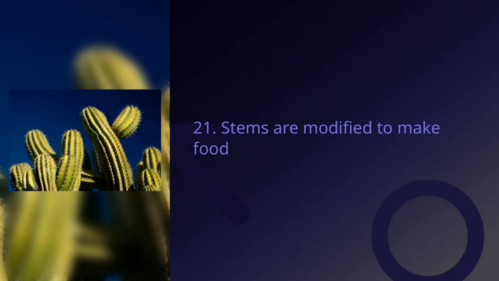Now let's look at how stems are modified to make food. You see, in plants, the stem isn't just a support structure. It can also be adapted to produce food. For example, some stems have become storage organs, like the tubers of potatoes or the swollen stems of cassava. These modifications allow the plant to store nutrients and energy, which can be used during periods of scarcity.